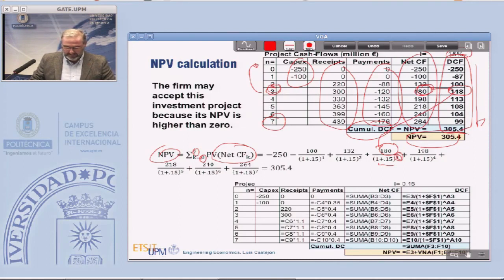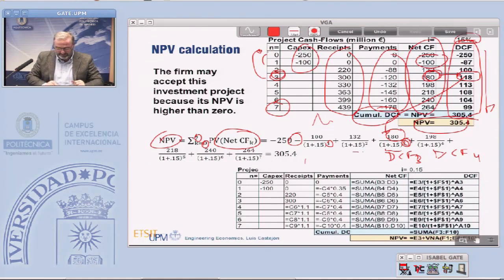Then we find here, with its own sign, the first year net cash flow, which is minus 100, divided by 1 plus 15% to the power of 1, because we are discounting the first cash flow. So we sum the second year discounted cash flow, the third year discounted cash flow. As we have explained, the net present value is the summation from 0 to the service life of the project of the discounted cash flow of every year.